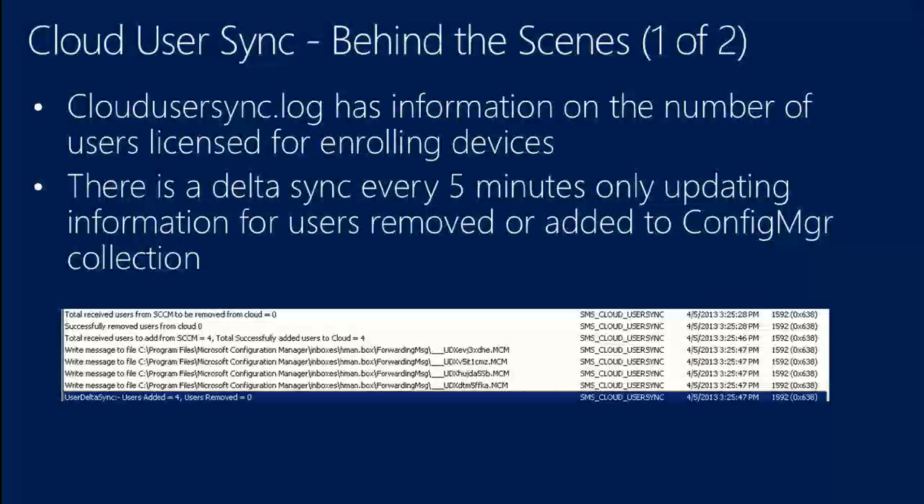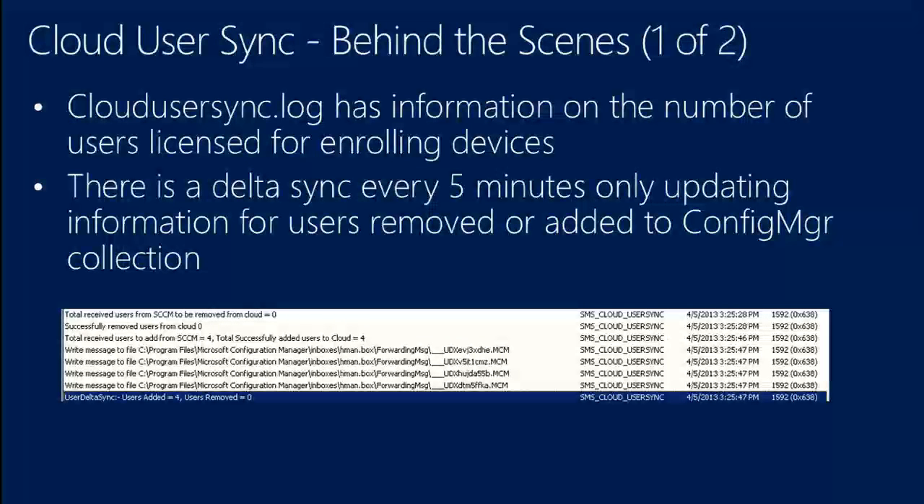So this is just a slide. We had a backup slide in case we had any network issues this morning. But this is something you can use for your future reference, where we talk about the cloud user sync log, which is critical for you to monitor whether your users have successfully synced and are licensed to enroll their devices now through your combination of Intune and Config Manager. A delta sync occurs every 5 minutes.